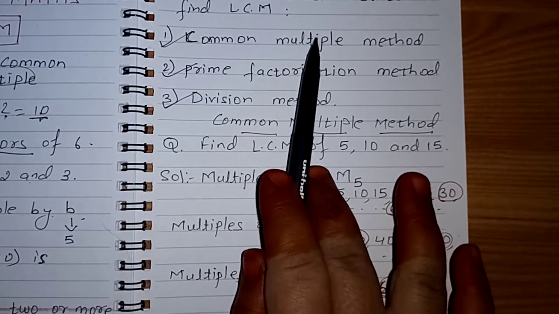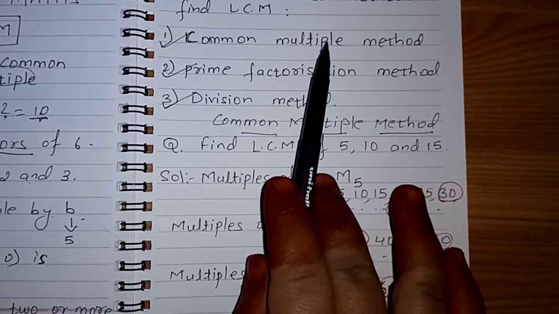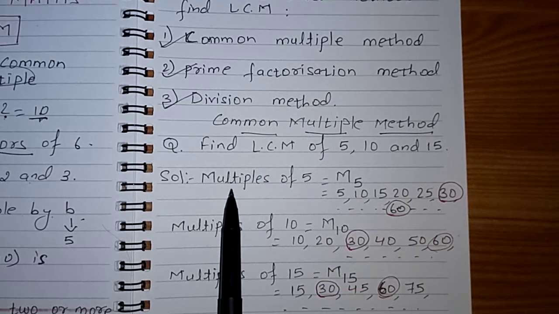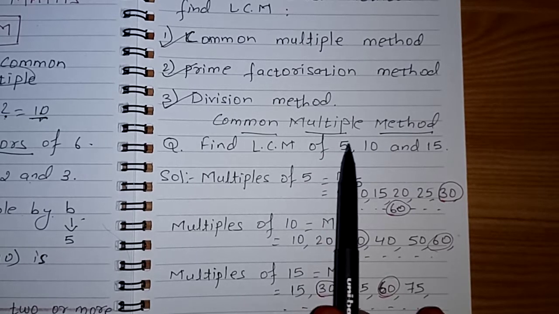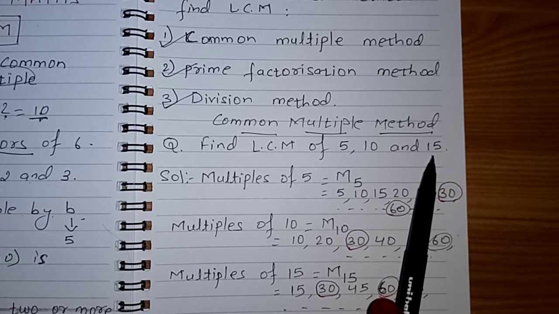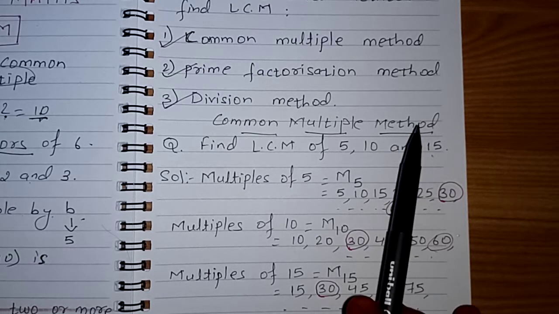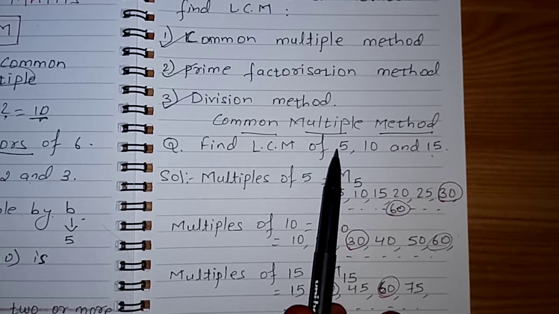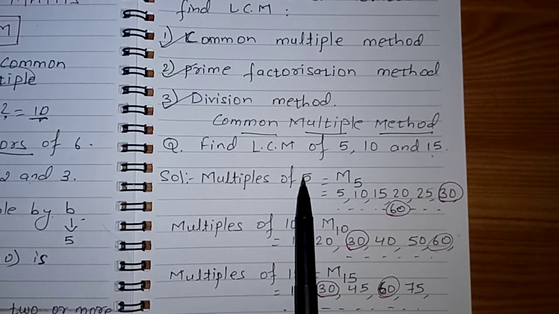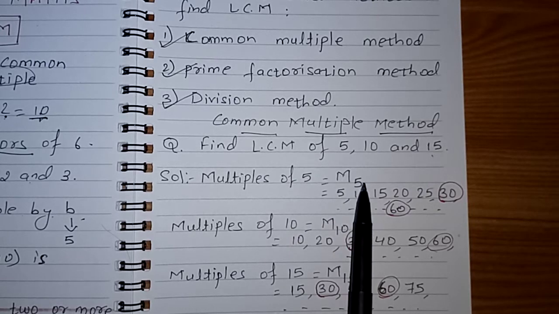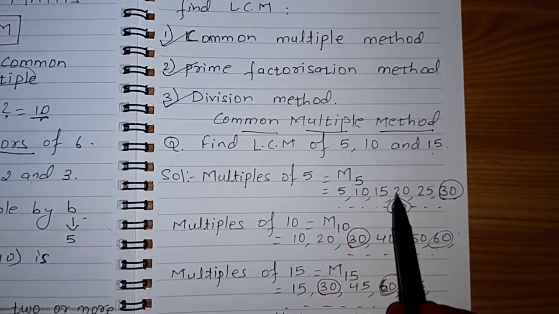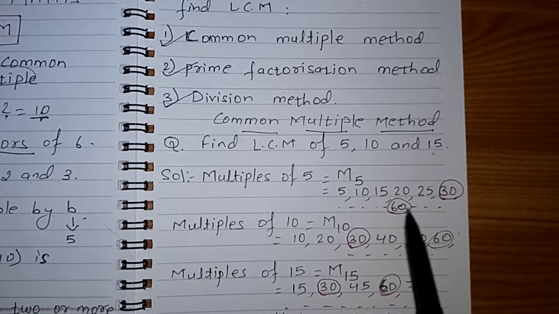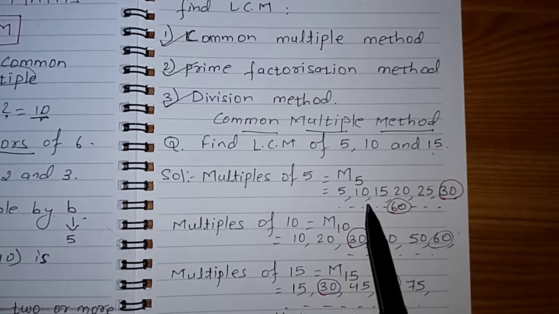In this common multiple method, step 1 is finding the multiples of the given numbers. 5, 10 and 15 are the given numbers whose LCM you have to find, so first find their multiples. The multiples of 5 are 5, 10, 15, 20, 25, 30, like that. The number itself is also a multiple, is it not?